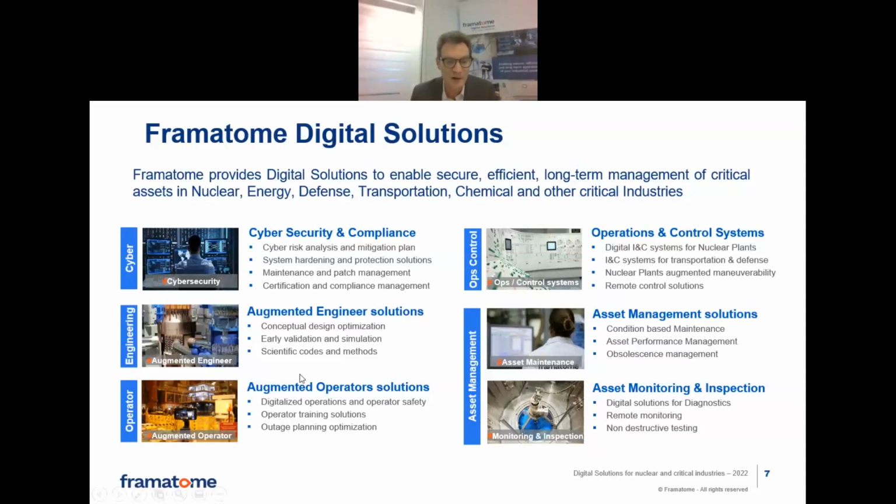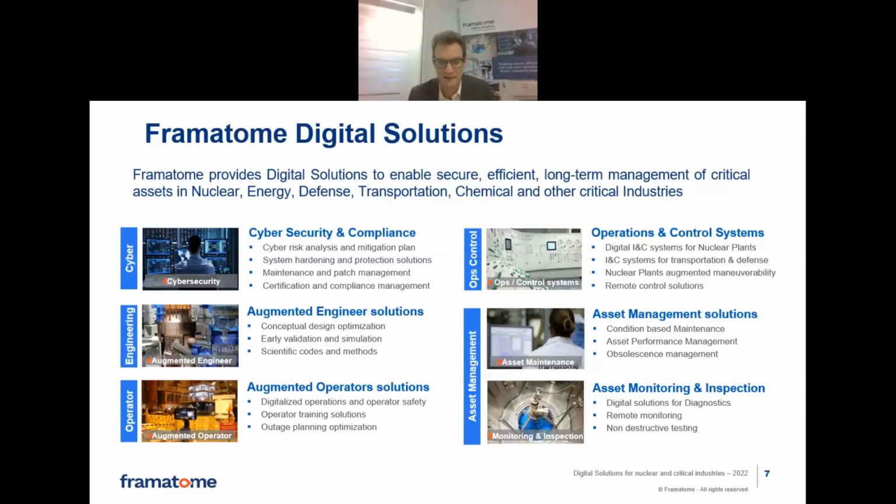The fourth category is augmented operator solutions. These are solutions to allow safer operations of the field workers in nuclear plants. So typically operators in the field, either on the shop floor or in the nuclear plant. We will have an example today about securing and ensuring the safety of those operators in the plant, where dosimetry is a key element of their job.